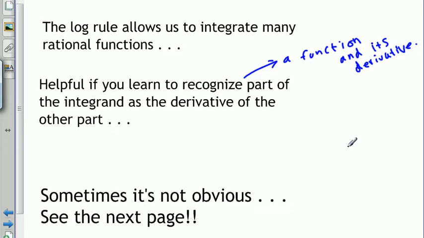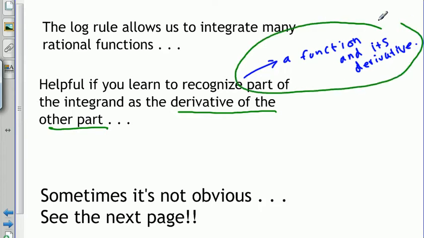So we can understand the log helps us with a lot of rational functions. You saw that in the previous video. It's helpful if you can see the integrand as the derivative of the other part. So what am I saying? A function and its derivative.